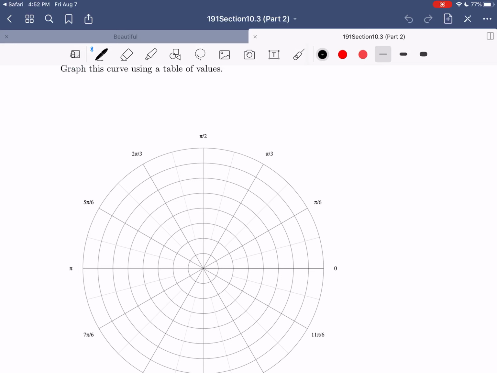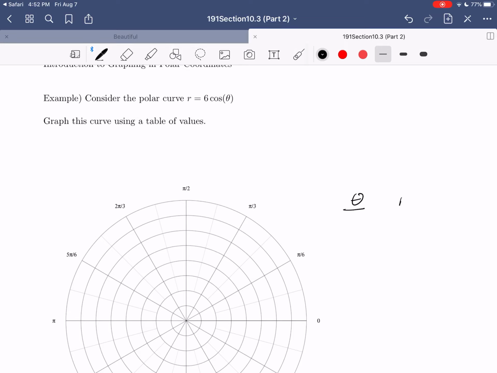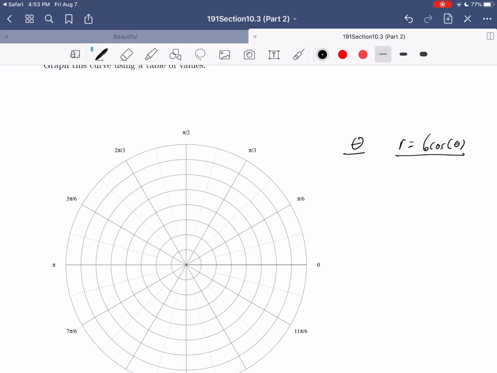So let's make a table of values over here. We'll have our theta, and then we'll have our r equals 6 cosine theta. Generally speaking, a good rule of thumb is that if you have a trigonometric function, which you often will when graphing in polar coordinates, you know that the period of this is 2 pi. And if you go by an eighth of the period, you should generally get a good number of points and things shouldn't be particularly difficult. So 2 pi divided by 8 is pi over 4. Let's go by increments of pi over 4, which are nice and easy to plug in.